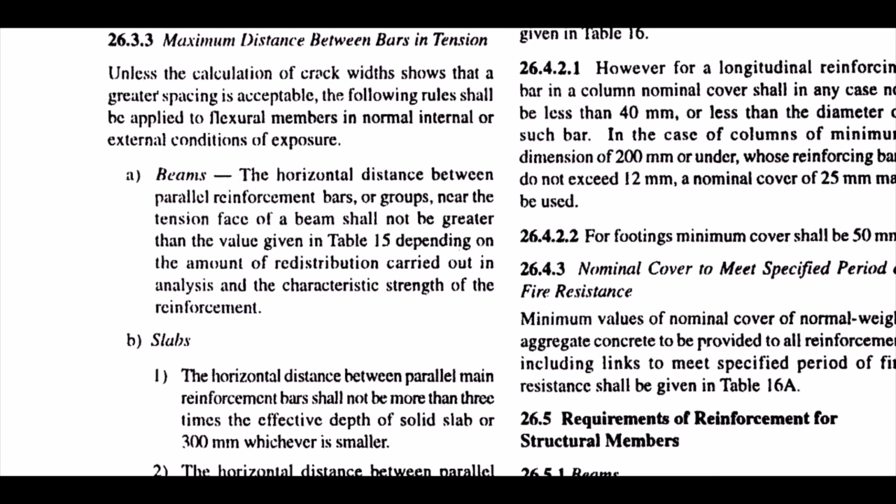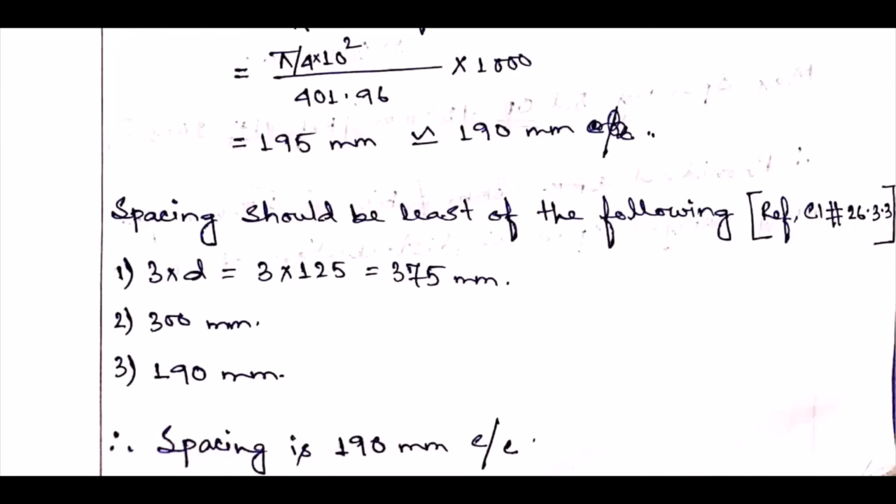Look, clause number 26.3.3 B, slabs. The horizontal distance between parallel main reinforcement bars shall not be more than 3 times the effective depth of solid slab or 300 mm, whichever is smaller, and whatever we have calculated there. So from these 3 values, we already took the least amount. So let's go to notes. So as per clause, we have this, as you saw in IS 456.